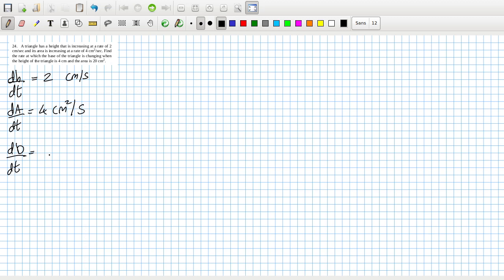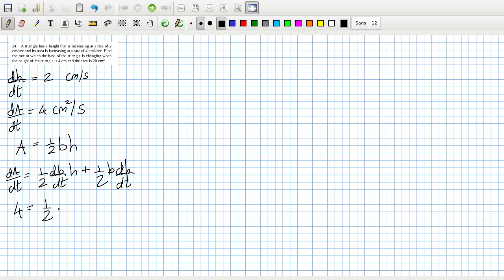Okay, so that's dB/dt. Or maybe I can go with area is a half the base by the height. So if I differentiate this, I get dA/dt equals a half dB/dt times h plus a half B dH/dt. So dA/dt is 4, and then a half dB/dt, that's what we want, isn't it? Find the rate at which the base is changing, times the h when the height is 4 and the area is 20.